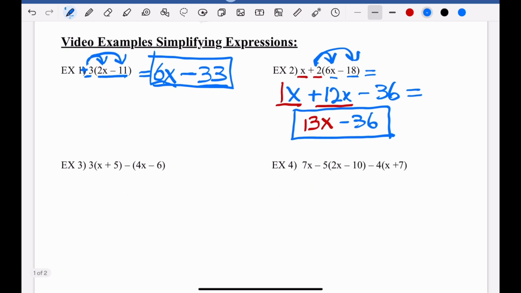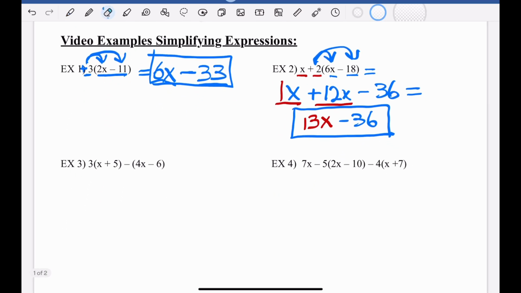Okay, let's look at example 3. Example 3 has two parentheses, so before I do anything, I have to simplify both of these parentheses. To do that, I'm going to have to distribute the positive 3 to the first parentheses because that's the number outside that parentheses. That will give me positive 3x and positive 15.